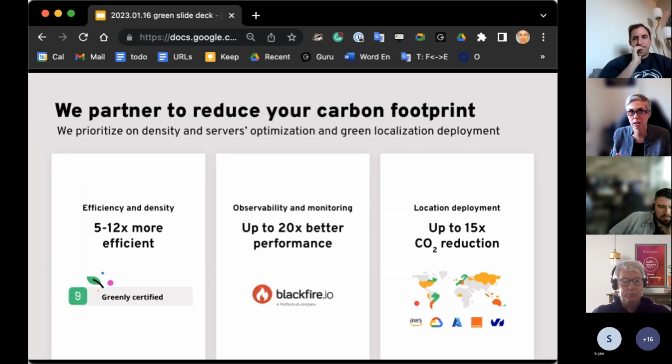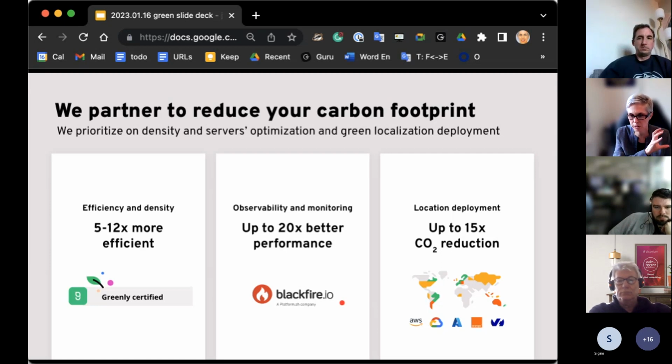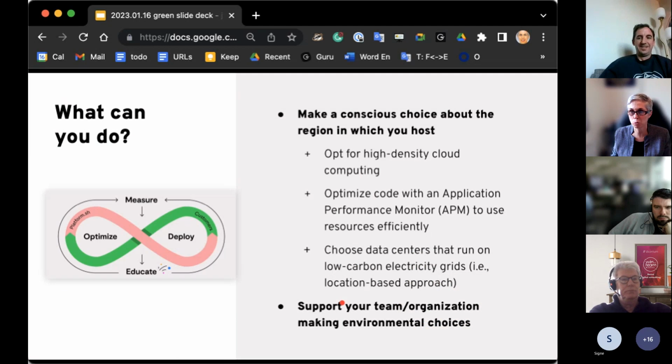Okay, so just to give you the visual of what I've just been saying. From our perspective, this bottom-up perspective, if you want to reduce your carbon footprint in the cloud, think about using high-density cloud computing, where we're getting up to 5 to 12 times more efficient. Think about profiling your code and optimizing it. And then really the quick gain here is moving your work packages to greener regions, using data centers that run on greener grids. And so I'm going to leave you with what you can do.